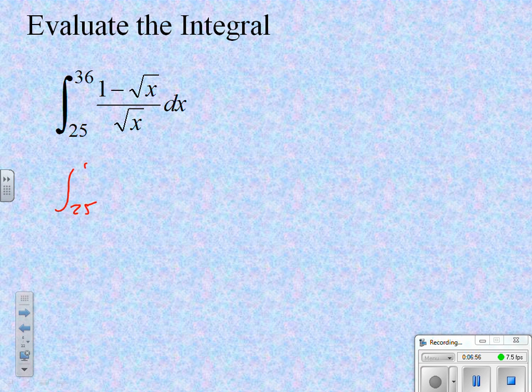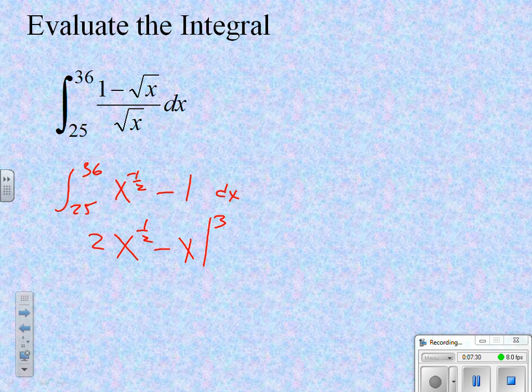Integral from 25 to 36. Give me another way to write 1 over the square root of x. x to the negative 1/2, and then minus 1 dx. What's the antiderivative of x to the negative 1/2? Add 1 to the power, that takes me to the 1/2. The reciprocal of the new power is 2, so 2 square root of x, and then the antiderivative of 1 is x.